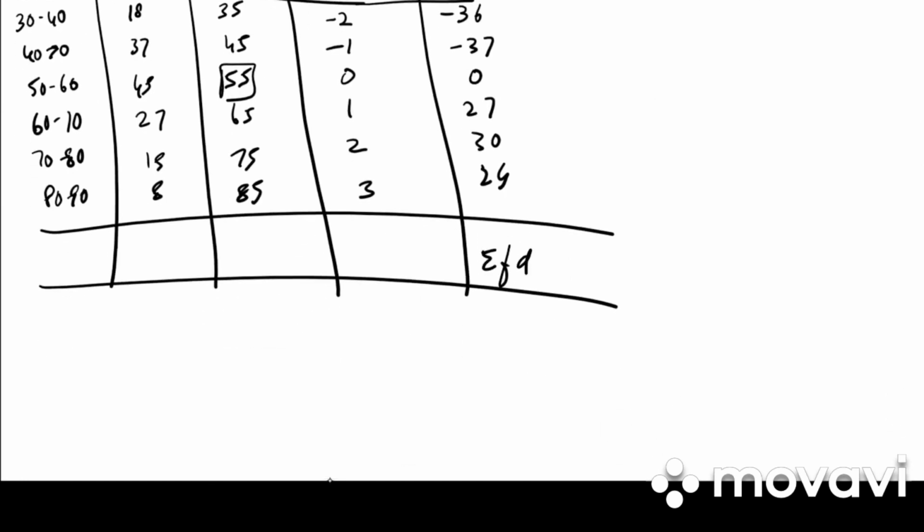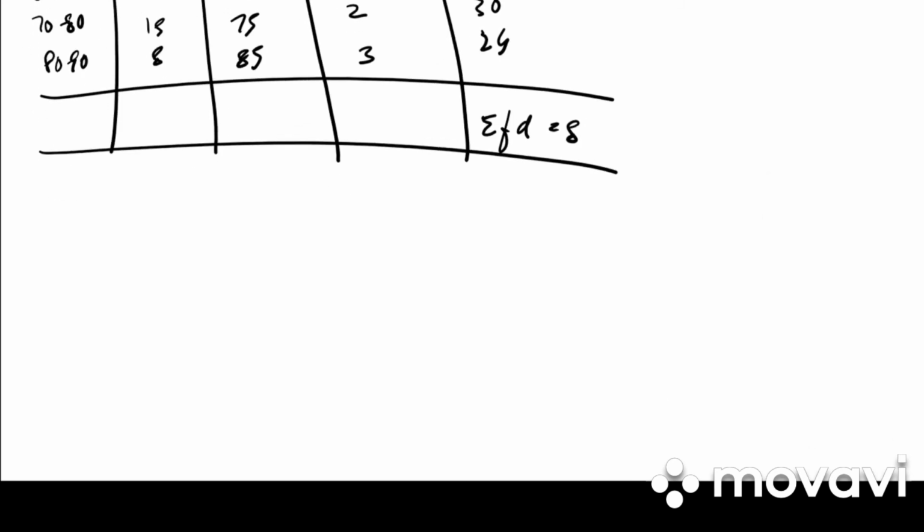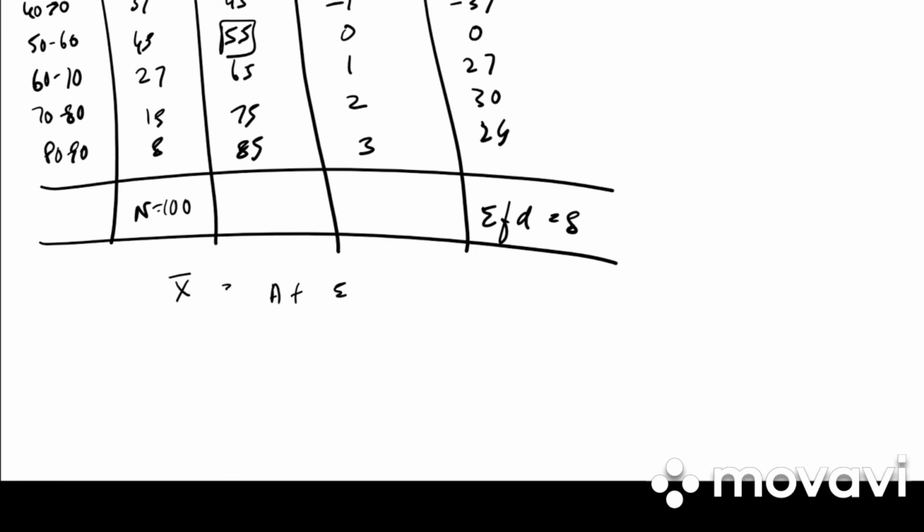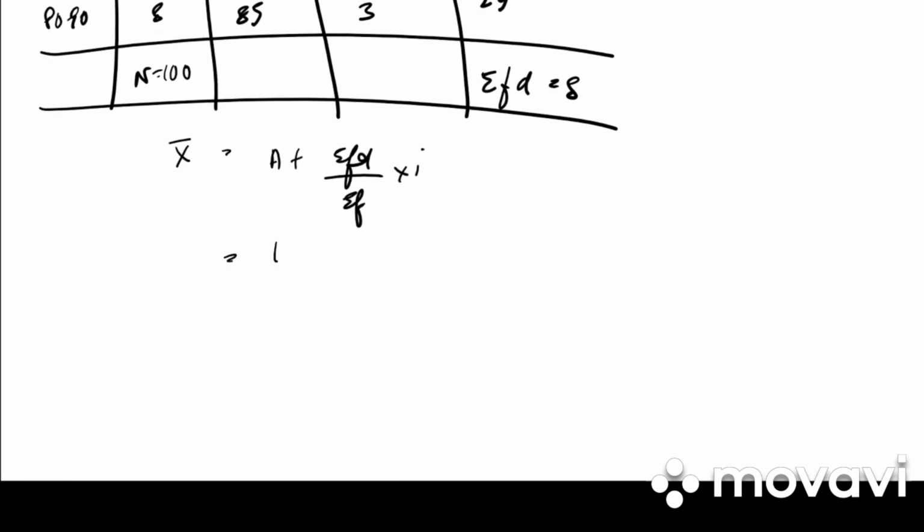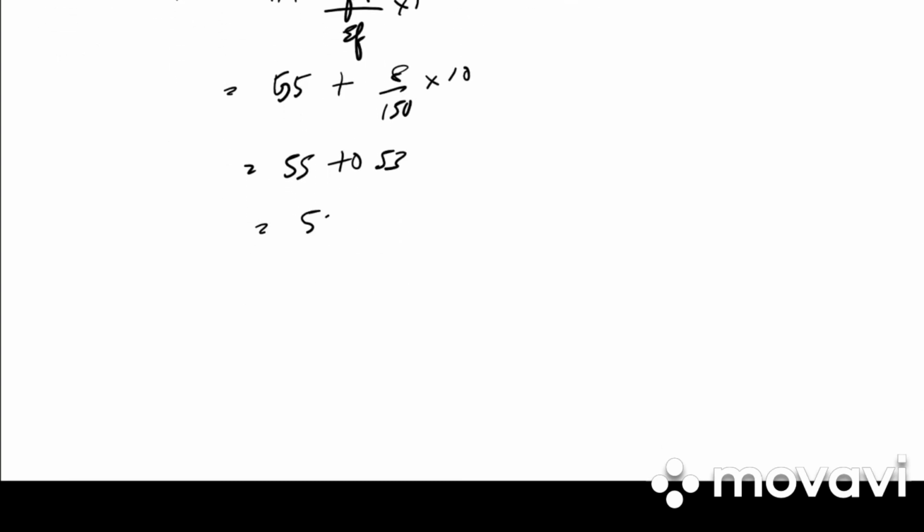So what is the total of summation fd? It is 8. And what is n? N here is 150. So how do we find x bar? It is a plus summation fd divided by summation f into i. A is 55 plus 8 divided by 150 into 10. 55 plus 0.53. We get 55.53. Therefore, mean is equal to 55.53.